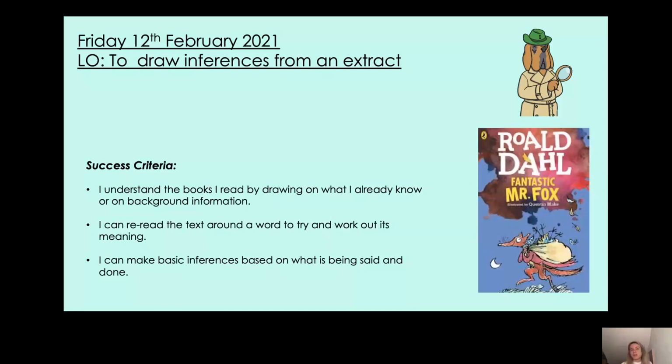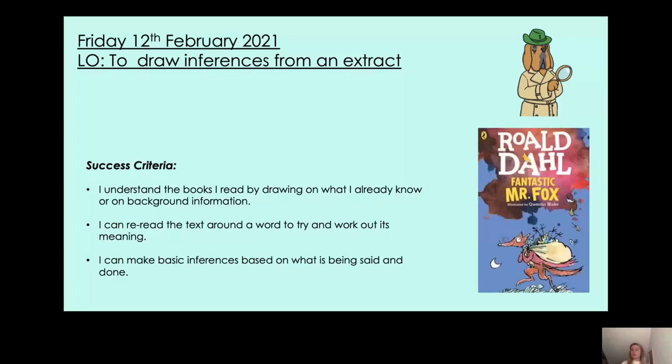Now, as you probably guessed, in our reading lesson today, we are going to be continuing with Fantastic Mr. Fox and looking at chapter 9, which is called Mr. Fox Has a Plan. Now, the reading skill that we're going to be looking at today is inference. We've looked at inference before, but can you remember what it means? Well, yes, inference is when we use clues in the text, so what is being said and done, and our own knowledge to help us to answer questions.